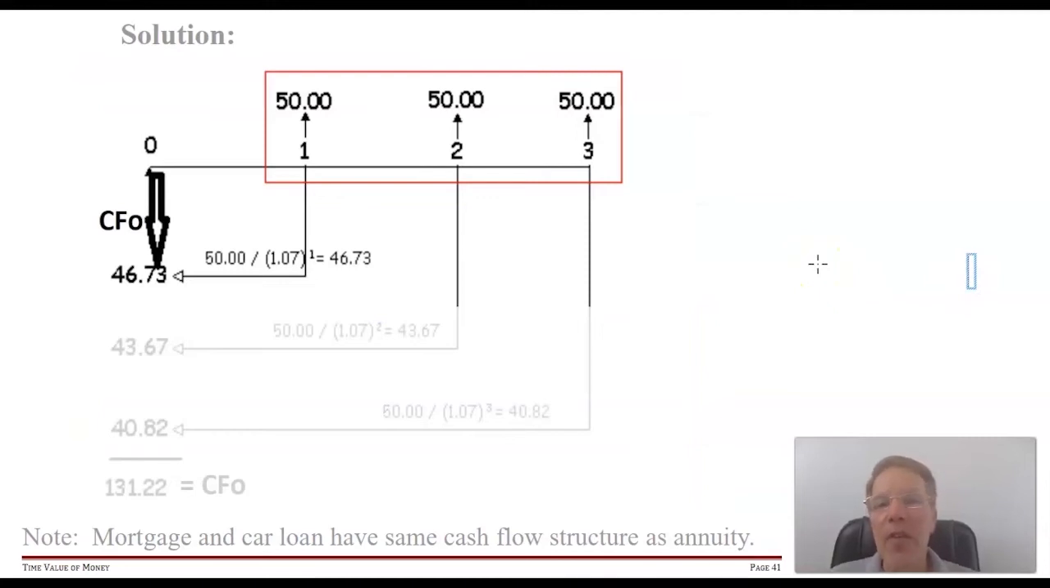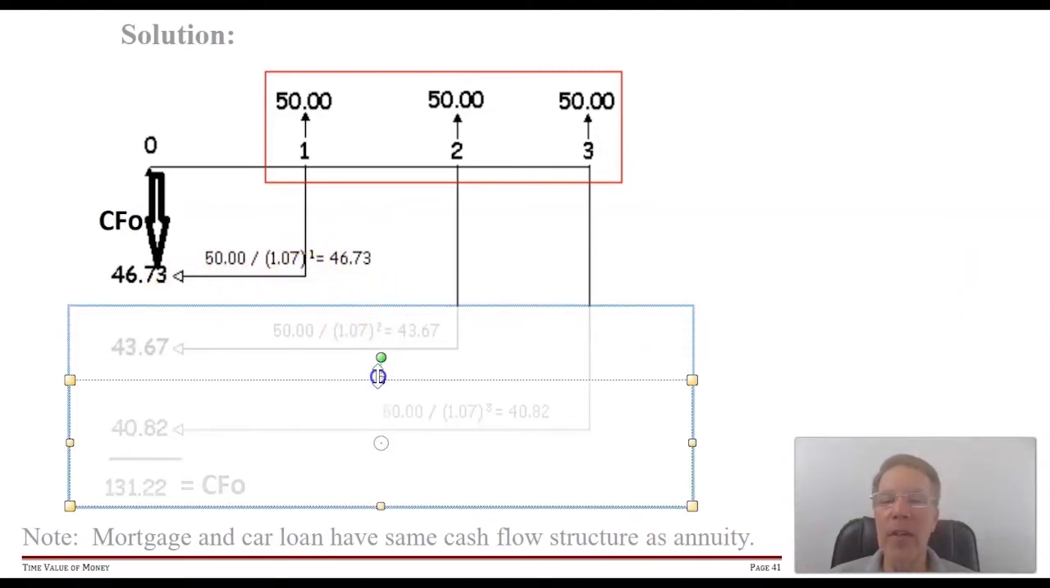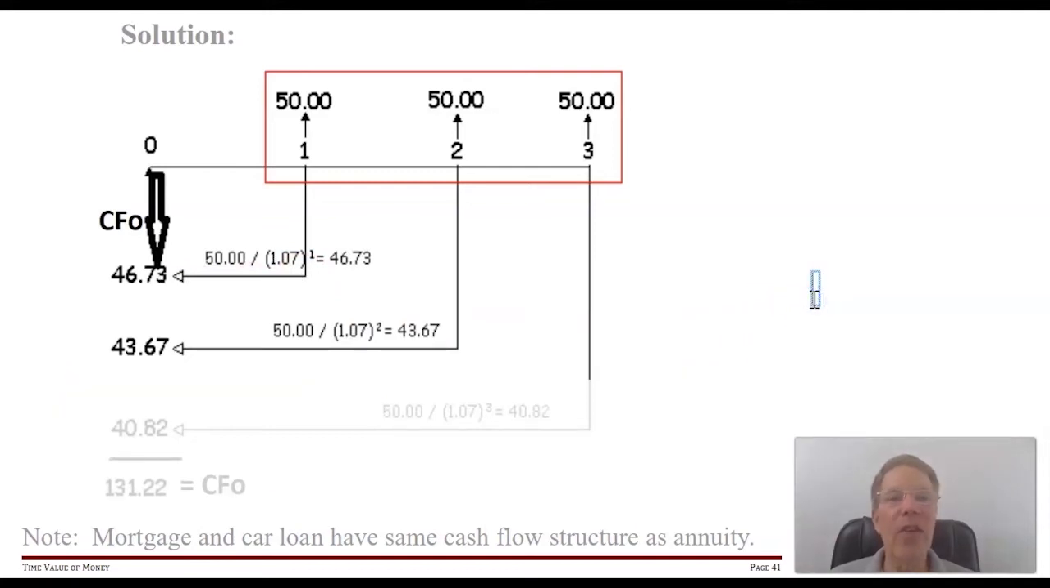So I take that first payment by Velocity of 50,000, and I discount that back by 7%, just using the future value, present value formula, right? And so that's 50 over 1 plus 7% to the 1, or 46.73. Okay, I take the second cash flow, I discount it back by 2 years, right? And that gives me 43.67.